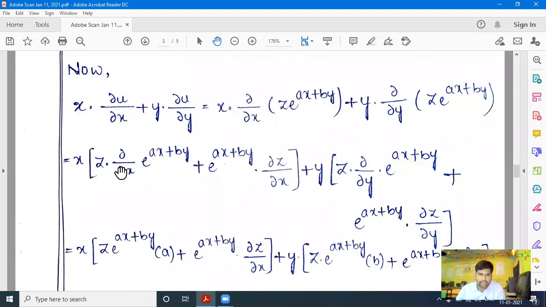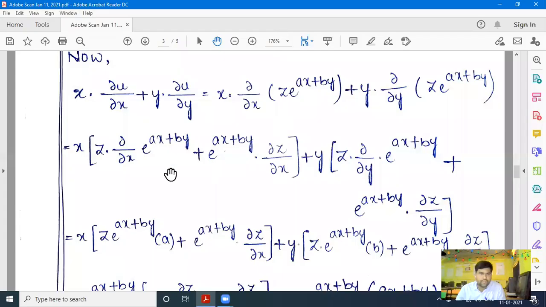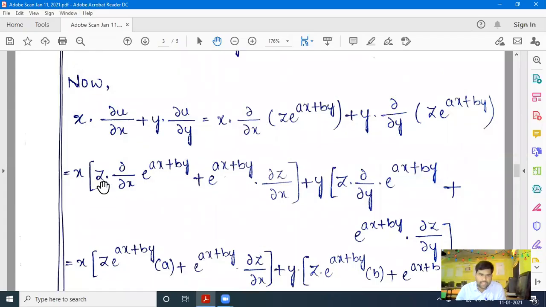Okay, this x we are writing at first because it is in multiplication. Just treat it as x into this one. So x we are writing outside. So x into z into dou by dou x of e power ax plus by plus e power ax plus by into dou z by dou x. So it means u into v dash plus v into u dash.